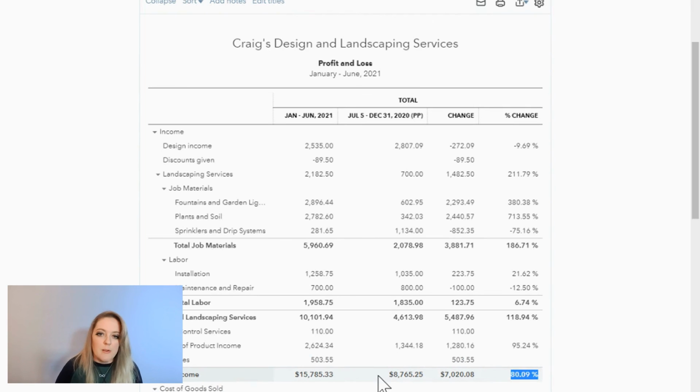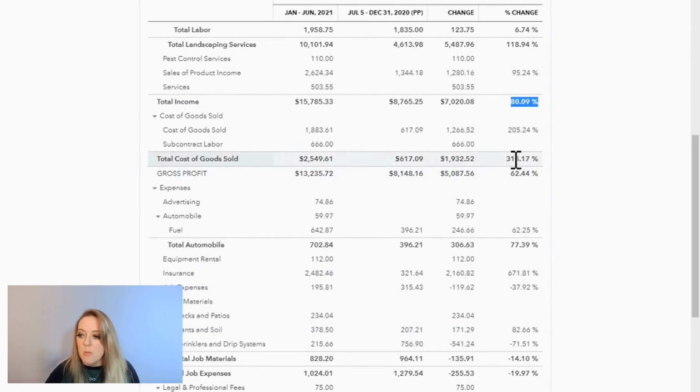Now, knowing that growth rate is important for the business going forward. As you're making decisions, you can make budgets off of those growth rates. You can make projections off of those growth rates. So knowing these, obviously, as income is growing, your cost of goods sold is probably going to grow roughly the same. In this case, it grew significantly more than that 80%. I'd be interested to find out why their cost of goods sold is going up so much in rate percentage.